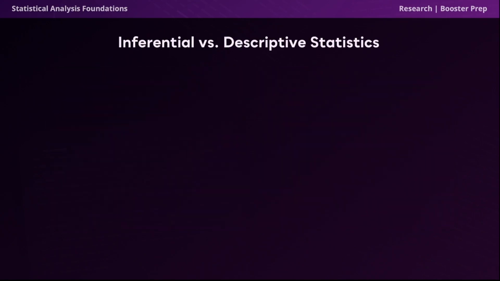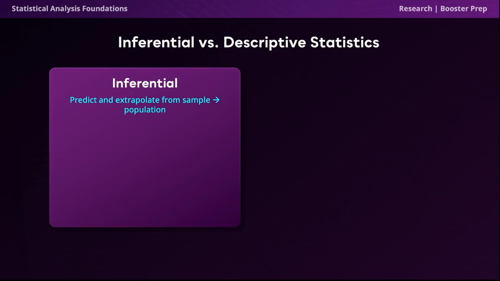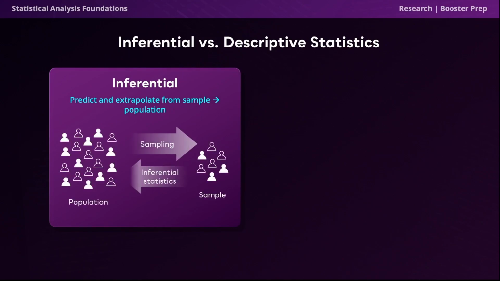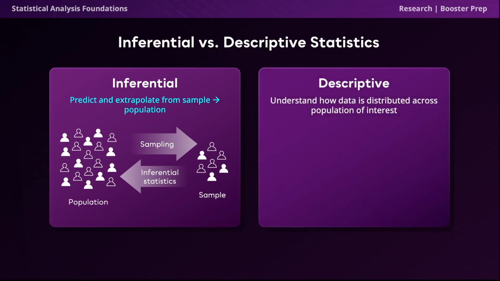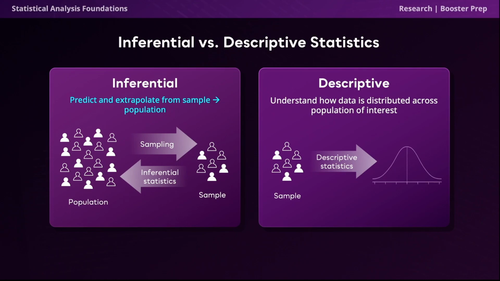Finally, we have to determine if our statistical method will need to be inferential or descriptive. Inferential statistics help us make judgments and predict what might happen in the future, or to extrapolate from a sample we're studying to the whole population. As mentioned previously in this video, inferential statistics are used to test a null hypothesis. Descriptive statistics, on the other hand, shed light on how the data is distributed across a population of interest, giving us details like variance within a group and mean values for measurements.